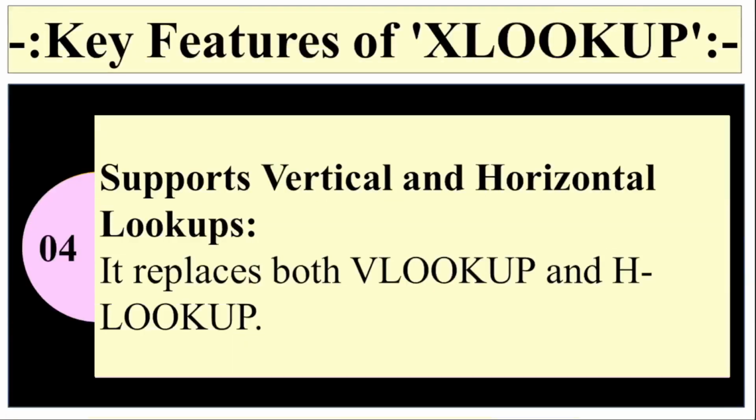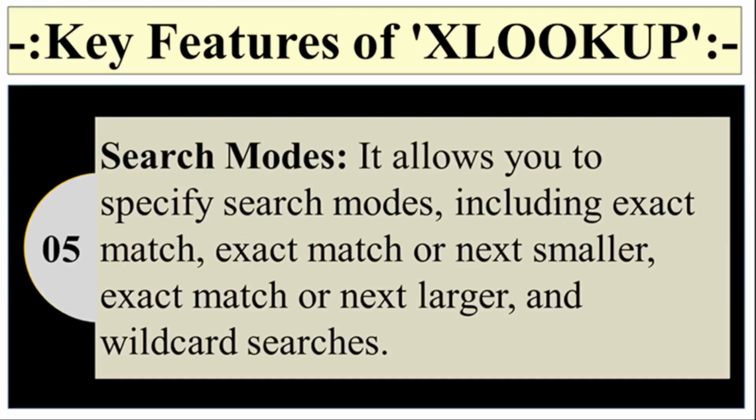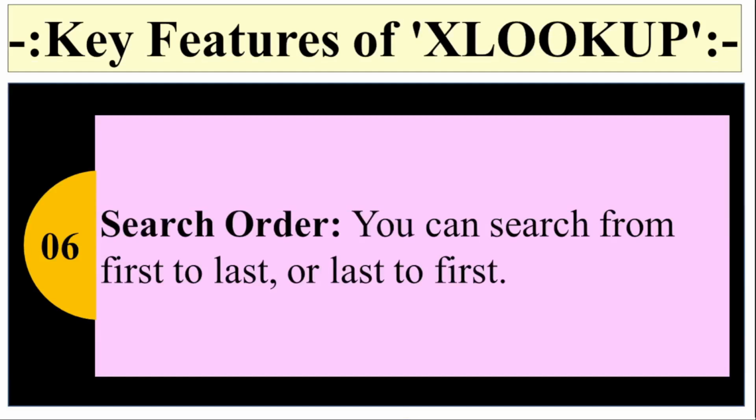Feature number 4, Supports vertical and horizontal lookups. It replaces both VLOOKUP and HLOOKUP. Feature number 5, Search Modes. It allows you to specify search modes, including exact match, or next smaller, exact match or next larger, and wildcard searches. Feature number 6, Search Order. You can search from first to last, or last to first.